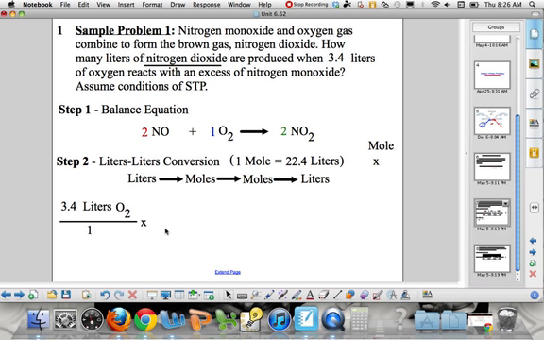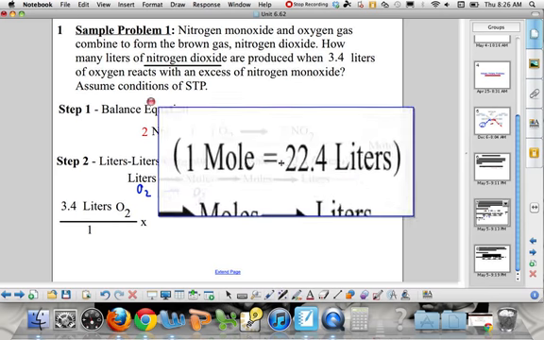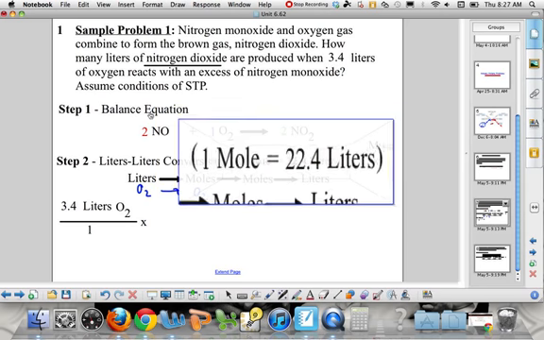And let's take a look at what we're going to convert to. We are starting out in liters of oxygen. My first step, if you remember, is that I want to convert to moles of my oxygen. So, how do I convert a liter to a mole? Well, here is my conversion factor right here. If you remember, we looked at this before. 1 mole is equal to 22.4 liters. Let's set this up.